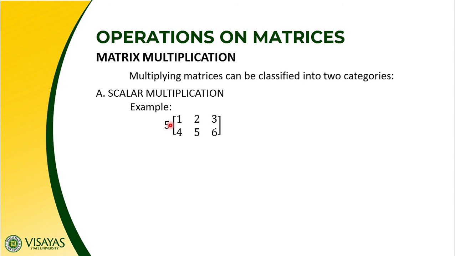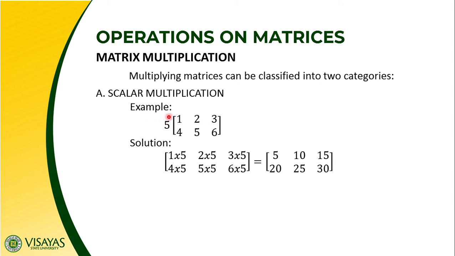Now in order to find the product of this scalar and this matrix, you just distribute this scalar to each of the elements inside the matrix. So this becomes 1 times 5, 2 times 5, 3 times 5, 4 times 5, 5 times 5, and 6 times 5. And therefore, the resulting matrix contains elements 5, 10, 15, 20, 25, and 30. So, for scalar multiplication, any number here or any function, because it could be a function or an expression, you just distribute that inside to all the elements inside the matrix.